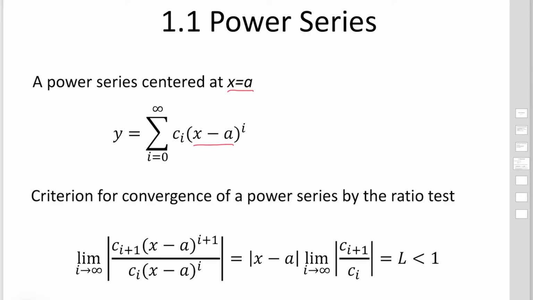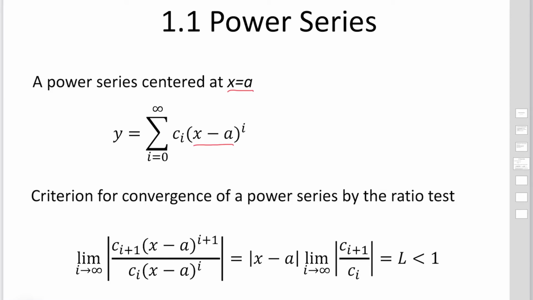Coefficient of the power of the i's is c sub i. We sum up the infinite number of terms c sub i times x minus a to the i's. It is important to determine interval of convergence, the range of the x when the function is convergent.